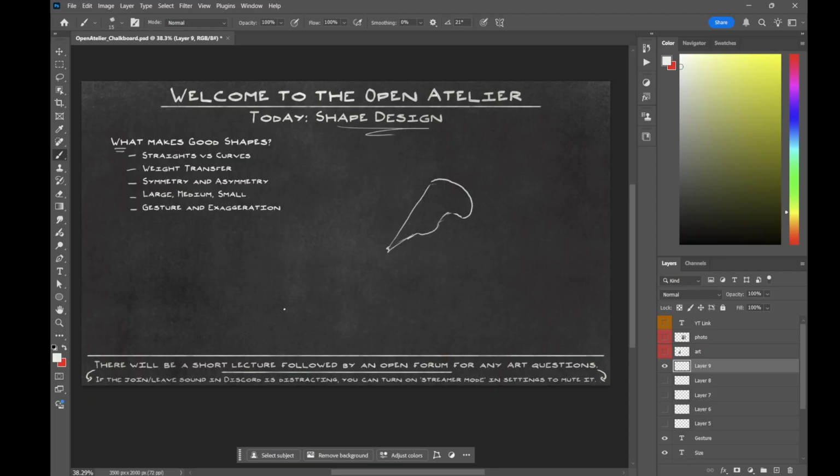Gesture is like the direction that it feels like the shape is flowing in. It works exactly the same as gesture, like human gesture or gesture studies. And then exaggeration is like the difference between the parts. So here I have a large, a medium, and a small, but they're kind of roughly evenly spaced between each other. And the large isn't massive and the small isn't tiny, right?